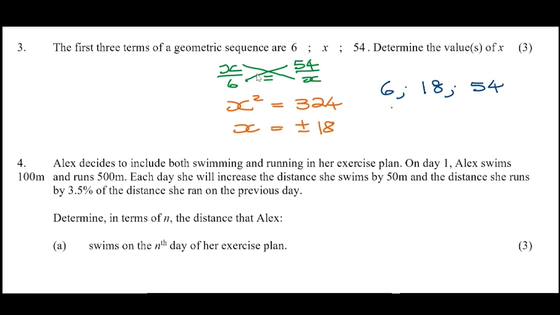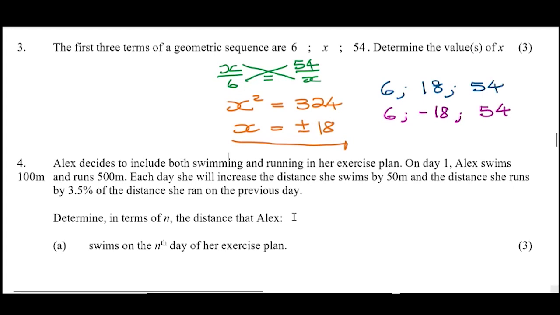Or, in the purple pen, there's 6, minus 18, and 54. That is also a geometric sequence with a common ratio of minus 3. Notice I didn't need to actually do that last step. That was just a kind of check, just to give me a comfortable feeling that I'd got it right.